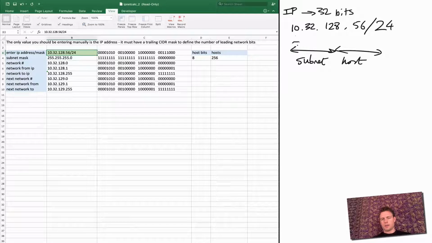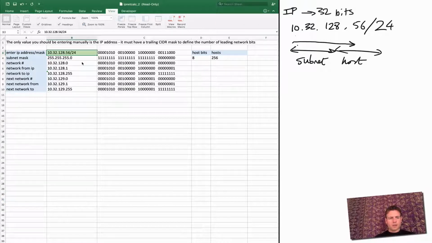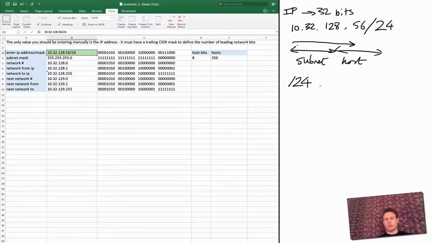And we can move that back and forth, and we can have as many bits of the subnet or host as we want, right? So let's say that we have this IP address, and we're told that it's a /24 subnet. So what that means is that out of 32 bits, 24 bits are actually used to identify the network number. Okay, so if we go to our tool over here, right?